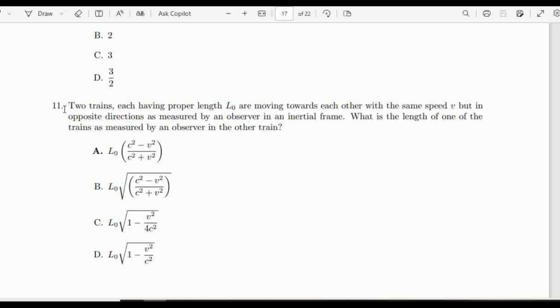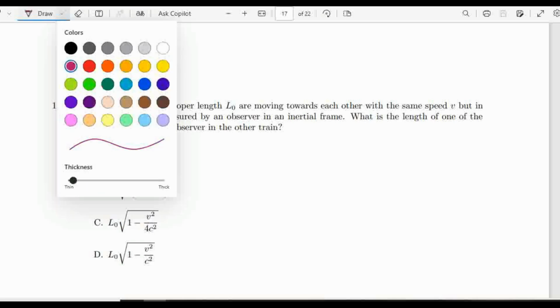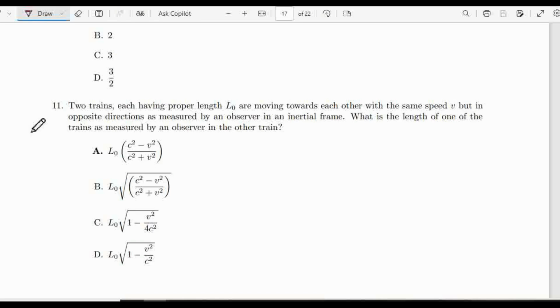This is the 11 hour question. This question was asked in just 2024, and this is the question coming from classical mechanics, and the topic is special relativity. In this question, it is written that two trains, each of length L naught, that is the proper length, are moving towards each other with the same speed v, but in opposite directions, as measured by an observer in an inertial frame.